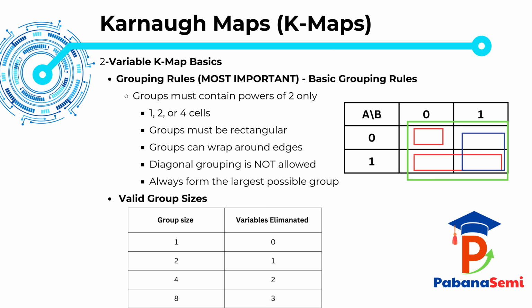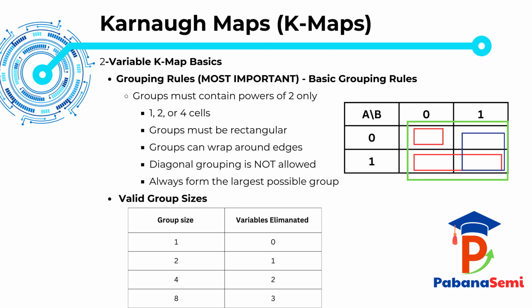Second rule, groups must be rectangular in shape. This means groups can be horizontal or vertical. L-shaped or irregular groups are not allowed. Third rule, groups can wrap around the edges of the K-map. In other words, the leftmost column is adjacent to the rightmost column. The top row is adjacent to the bottom row. This wraparound property allows additional grouping opportunities.